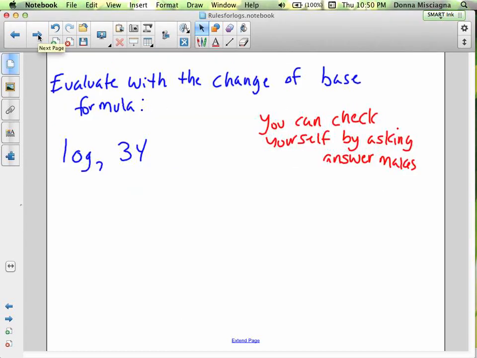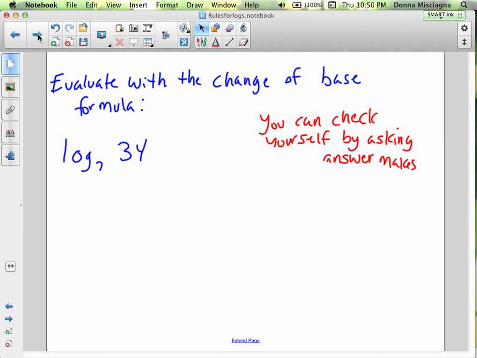All right, so evaluate with the change of base formula. So that's an exact number. There is an exact number that represents log base 7 of 34. But unfortunately, that number is irrational and never terminates.